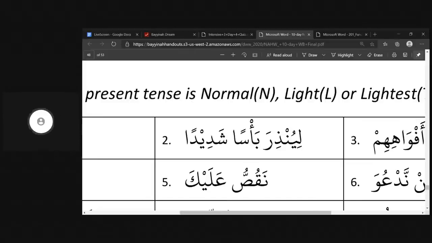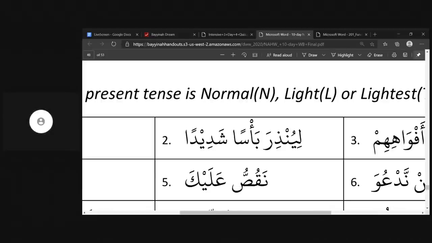لينذر بأسا شديدا. Ba'san is an ism because it has tanween. We can tell that immediately. Shadidan is also an ism because it has tanween. You can disregard these. We're only looking at liyundhira. So li can be a harf of light or it can be a harf of lightest. How do we know which one it is? Well, look at the ending.